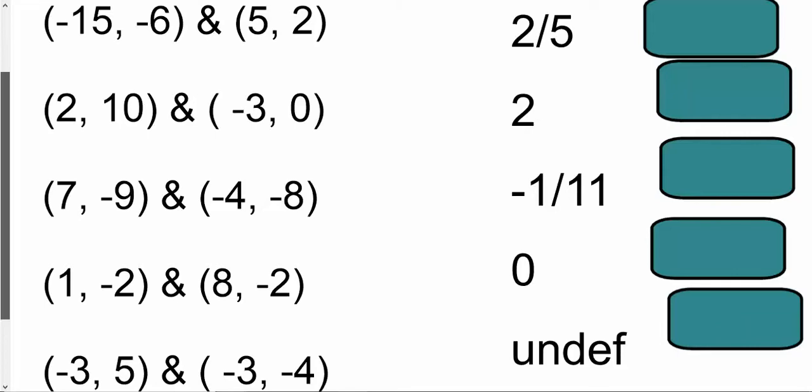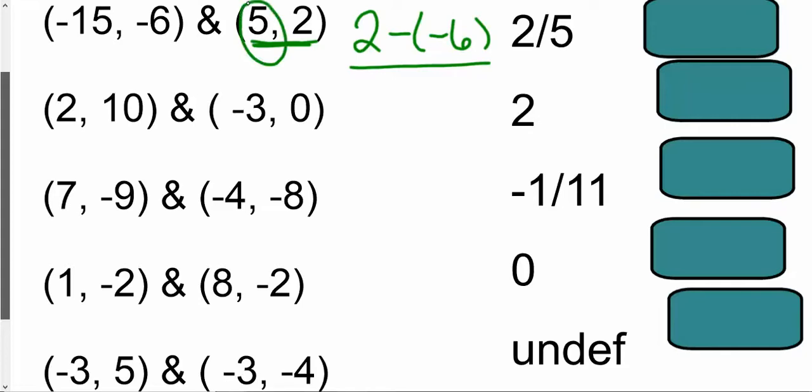So I'm going to use this second point as my first value that I'm going to be subtracting from. I'm going to do 2 minus -6. And because I used the 2 first on the numerator, I have to use the 5 first in the denominator. So 5 minus -15. This gives me 2 plus 6, which is 8, divided by 5 plus 15, which is 20. Well, we can't leave it as 8 over 20, right? We got to simplify our fractions down. These numbers are both divisible by 4, so that simplifies down into 2 over 5.